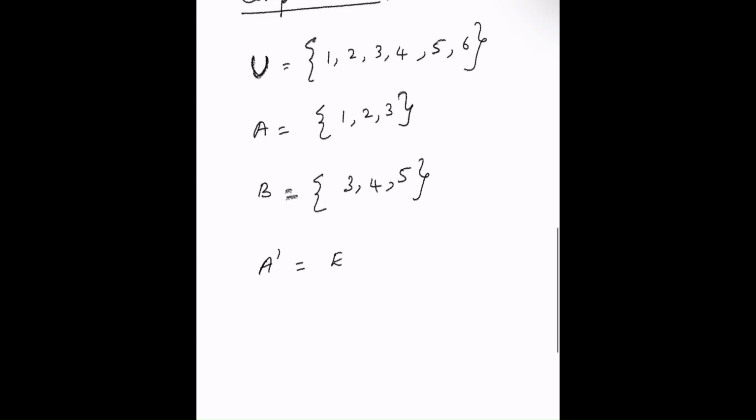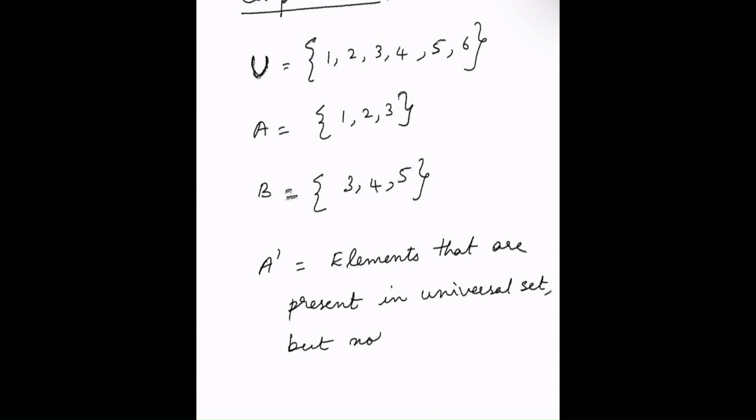Now, when I say A complement, it is usually the elements that are present in the universal set, but not in A. Understood? It's the elements that are present in the universal set, but not in A.